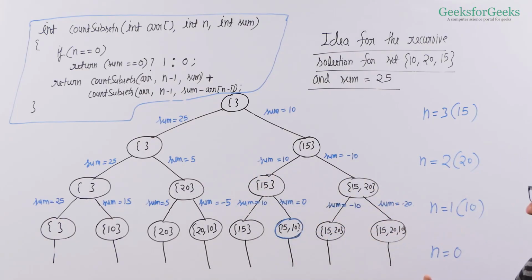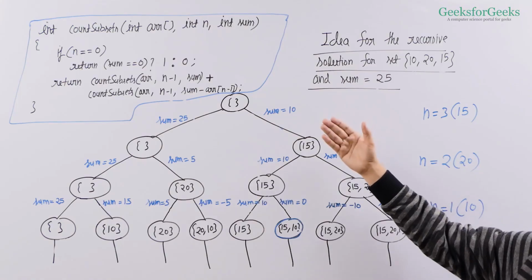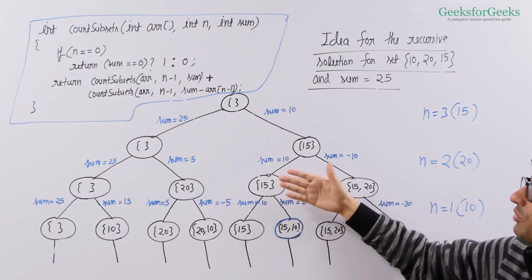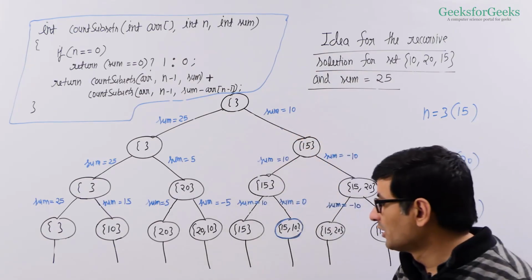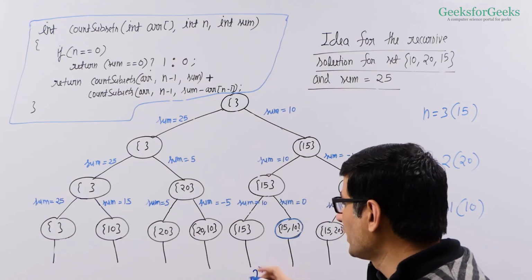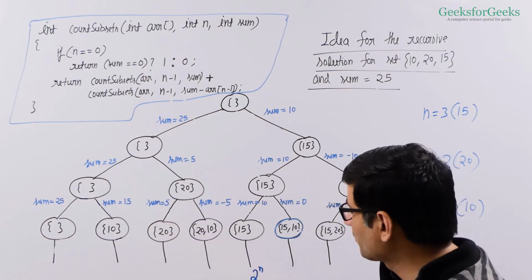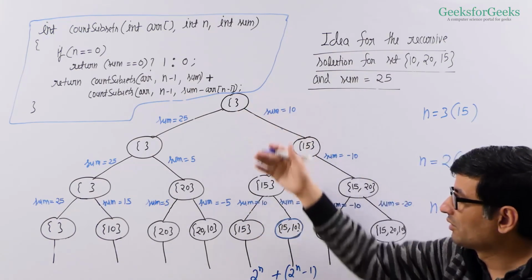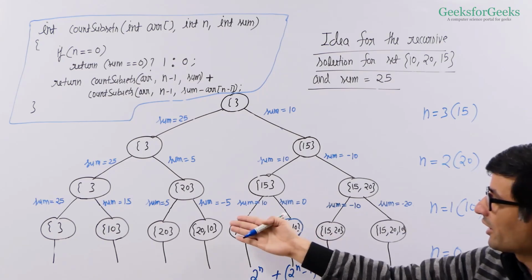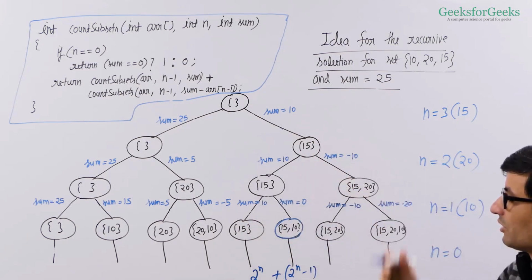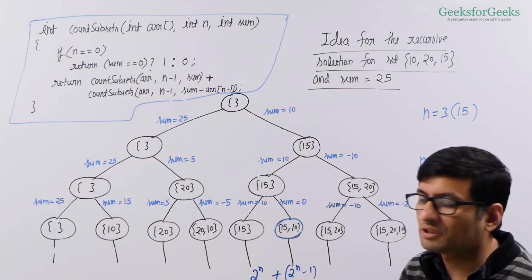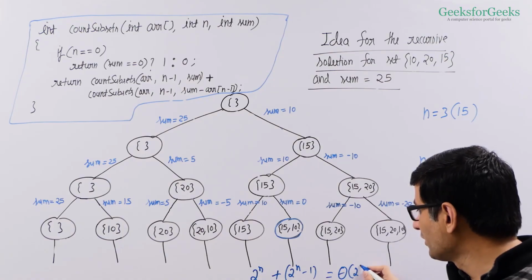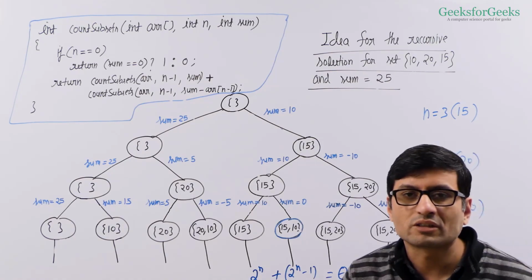And how much work is it going to do? For an n element array, you are going to have 2 raised to the power n leaves, and then you are going to have 2 raised to the power n minus 1 internal nodes. So the amount of work it's going to do is 2 raised to the power n recursive calls for leaves plus 2 raised to the power n minus 1 recursive calls for internal nodes. For example, if n is 3, you will have 8 recursive calls here, and then you will have 7 recursive calls here. You will have a total of 15 recursive calls. If I put it in asymptotic notation, I'll get theta of 2 raised to the power n. That is the amount of work we are doing in this recursive solution.